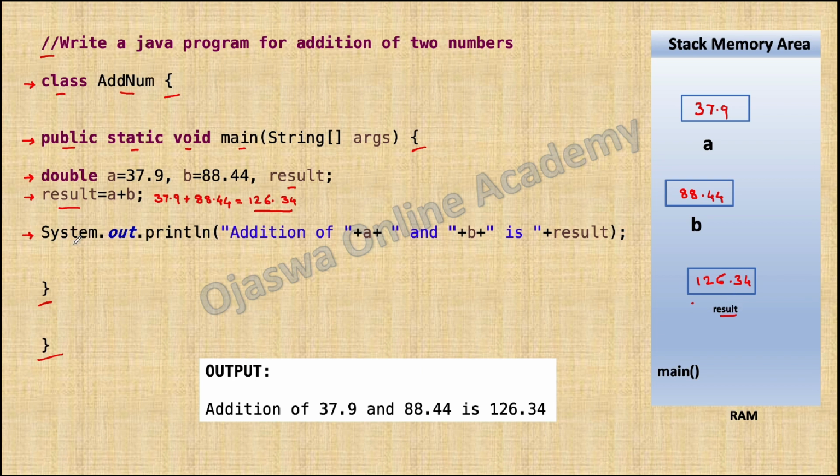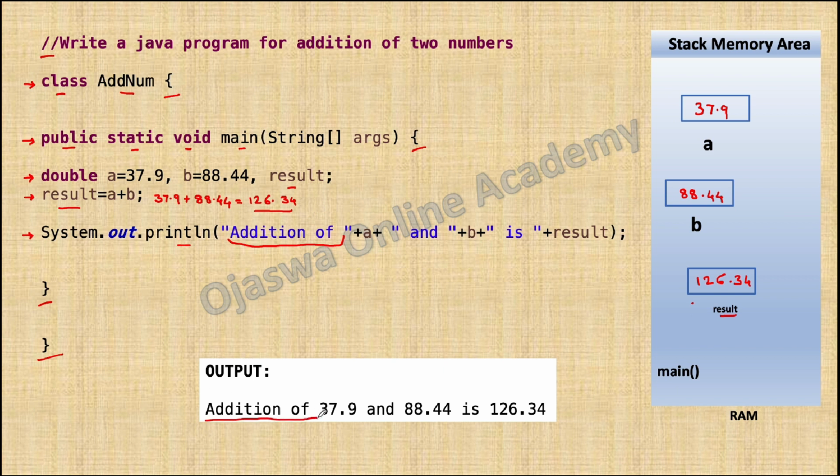Next, we are displaying the output to the console. System.out.println. Println is the method that displays output to the console. Inside the parenthesis, write the text you want to print to the console inside the double quotation marks. So, "addition of" and a space. This text is printed to the console as it is.